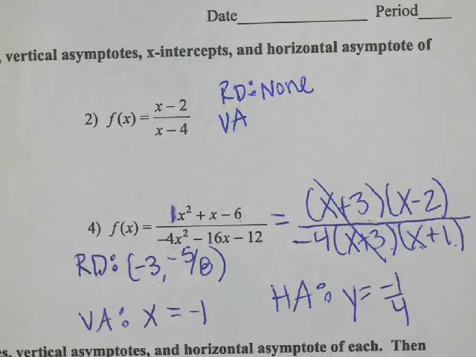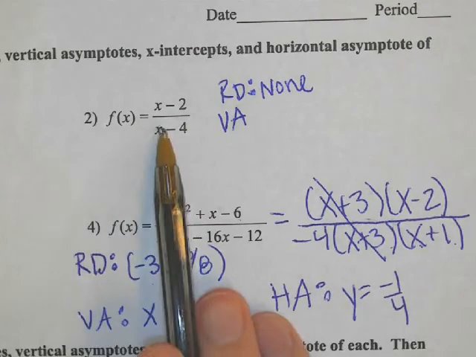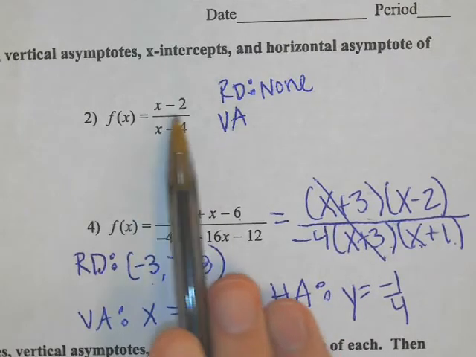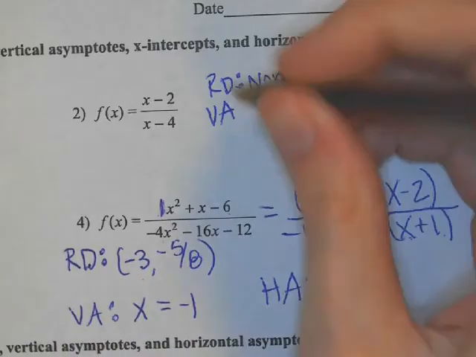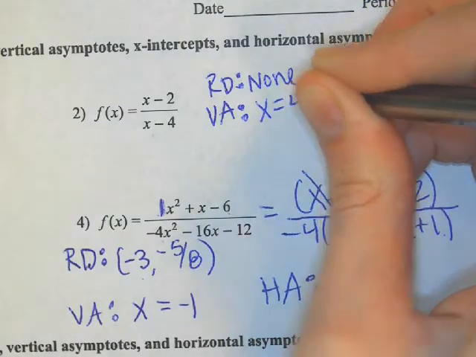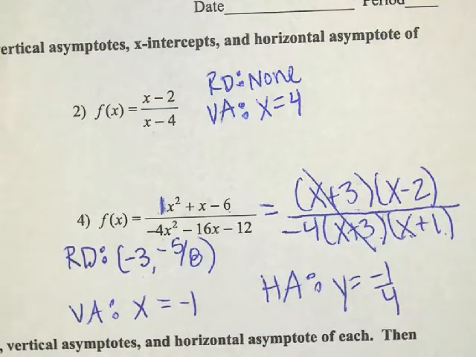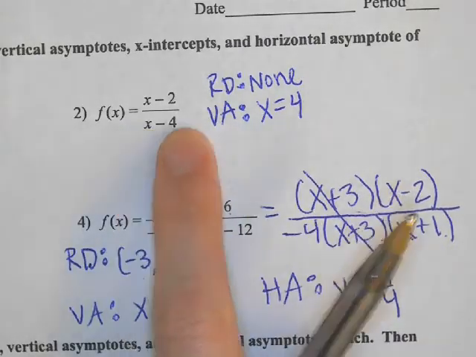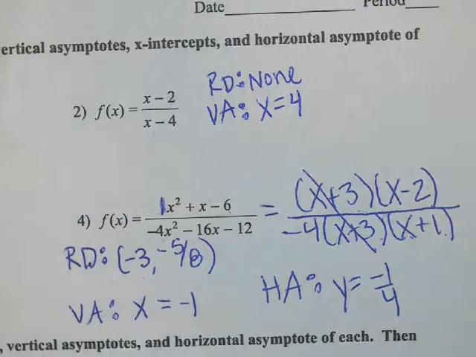And we know that that's a discontinuity if the denominator is equal to what? What causes it to be undefined? If the denominator is equal to 0. So what x value will make this denominator 0? Positive 4. So my vertical asymptote is x equals 4. Because if I plug that in here, we get a 0 denominator, and then it's not defined.